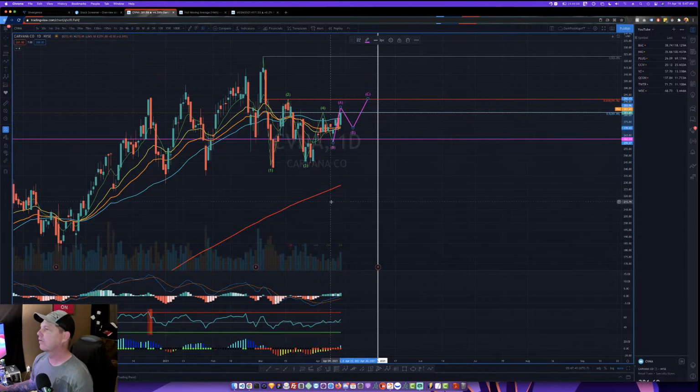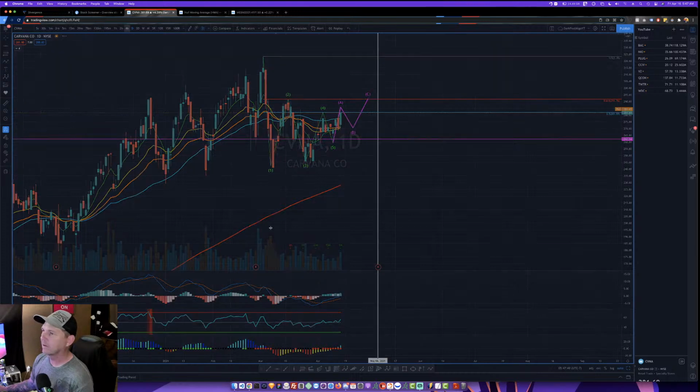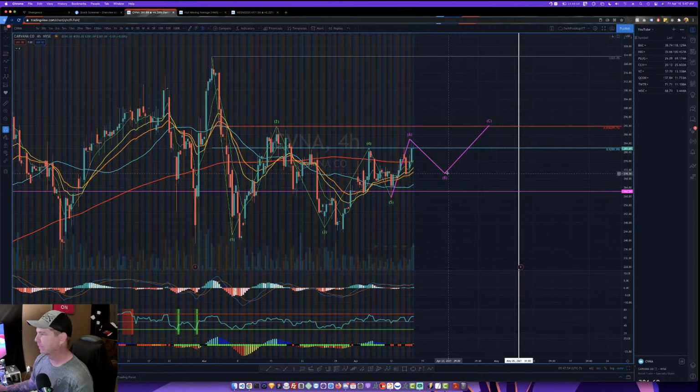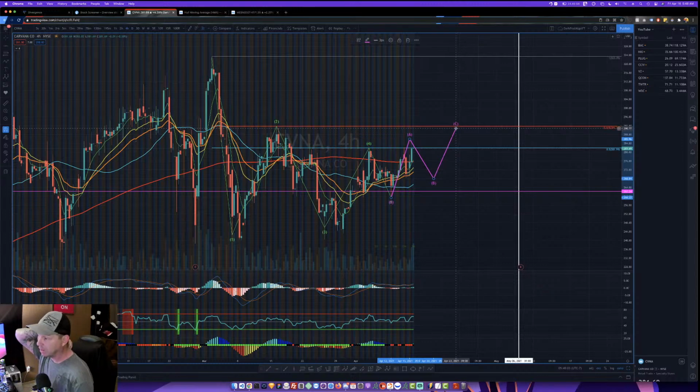So for a run into earnings for Carvana, based on the daily chart, I like the 291 level, 262 for support. Maybe we need to adjust this a little bit. On the 4-hour chart, we've got a squeeze that's getting ready to fire. That'll help us go long.